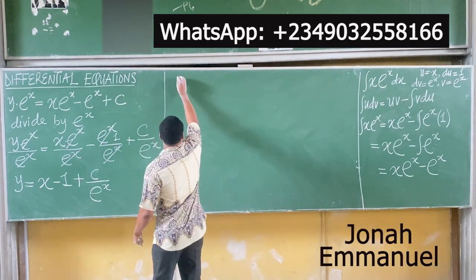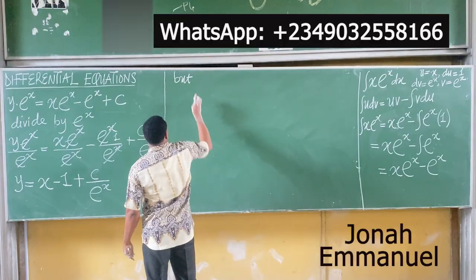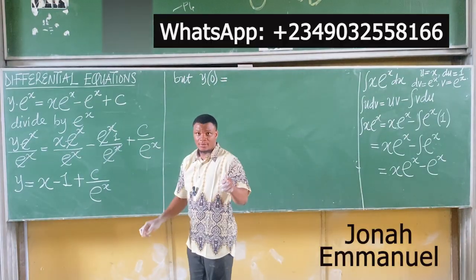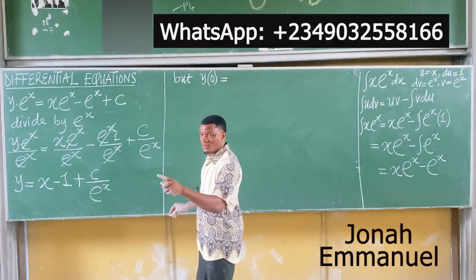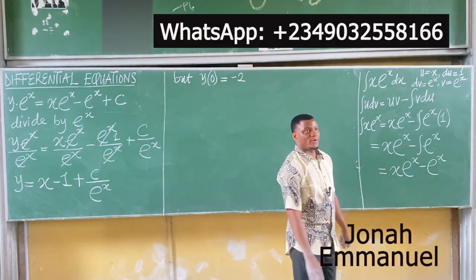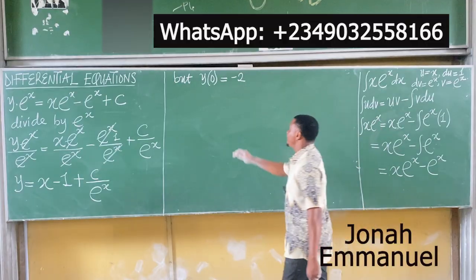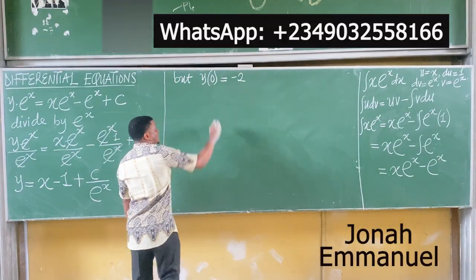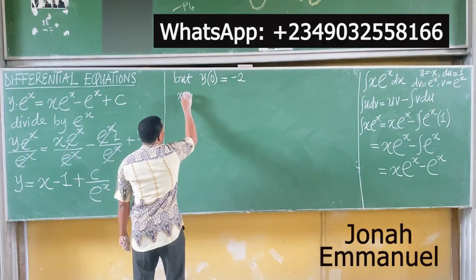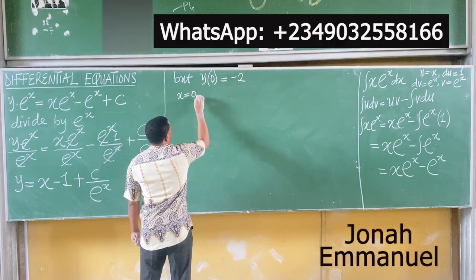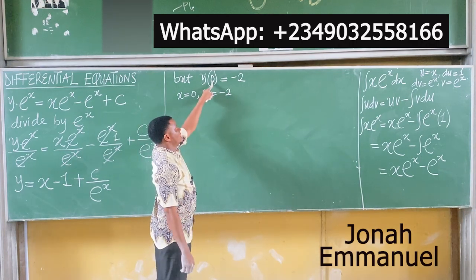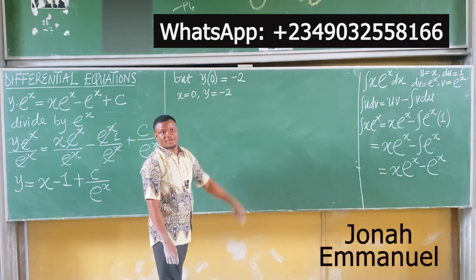But we are given the initial condition that y of 0 is equal to what again there? Minus 2. Please look up, please. This is how you fix this. If you have this thing here, what you have in brackets is the value of x. So I'm saying in this case here, x is equal to 0 and y is equal to minus 2. This is read as: when x equals 0, y equals minus 2. That's the meaning.